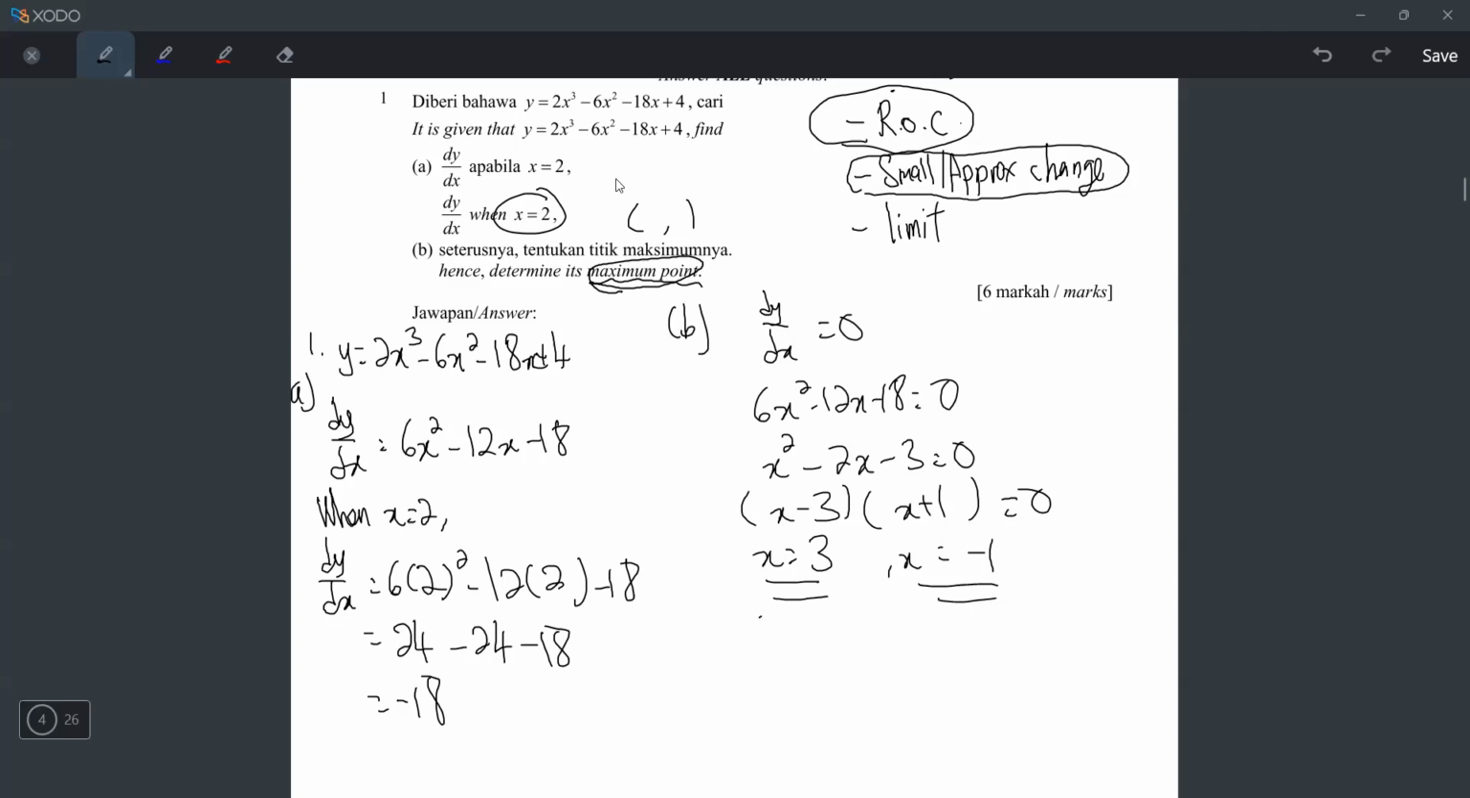But why are there 2 answers? Because there are 2 turning points. Because look at this equation. This is not a quadratic equation. This is a cubic equation. It means your curve looks like this or like this. It means there's one turning point, two turning points. It means one will be a minimum, one will be a maximum.